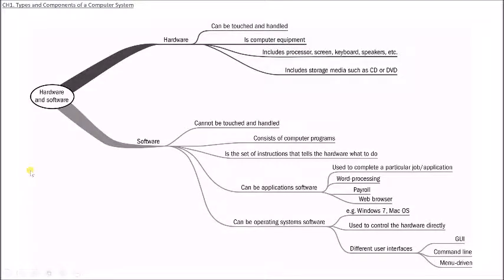Now, in this mind map, we have the hardware here and the software here. Hardware can be touched and handled. Computer equipment includes the processor, screen, keyboard, and many other things, also the storage media. The software cannot be touched. It consists of computer programs, and it is application software, operating software, and so on. You can find this mind map very helpful for you in the next lesson.